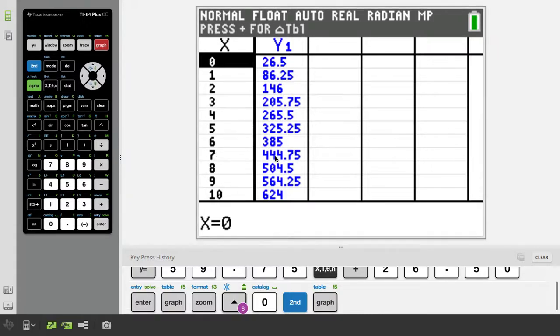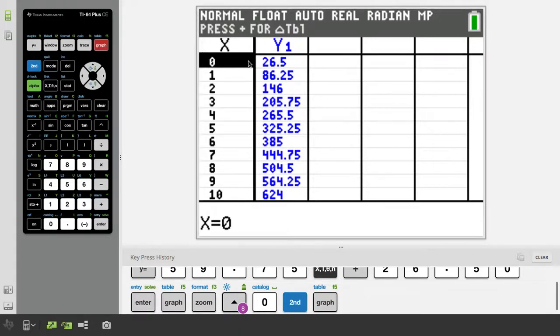So anytime you're evaluating a function and you want to know, hey, is this the correct answer? Did I evaluate this appropriately? I can put in my equation y equals, hit second table, and take a look at it.